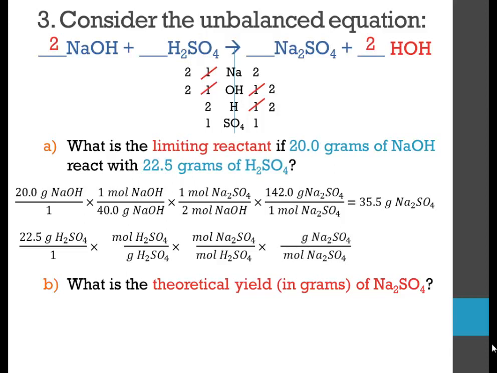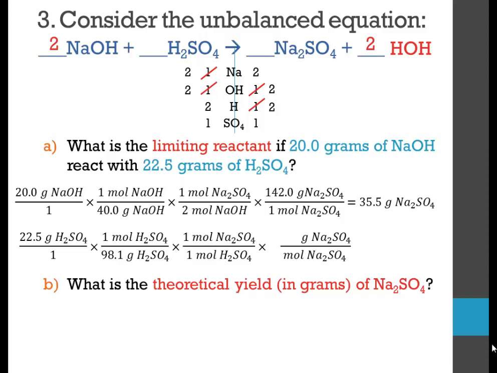So my first conversion factor is the molar mass of H2SO4. So you add up the mass for each of those elements, 2 hydrogens, 1 sulfur, and 4 oxygens, and we get a molar mass of 98.1 grams per mole for sulfuric acid. Next, I've got mole on top of mole. So that is a mole ratio, which comes from the balanced equation. So there is 1 mole of sodium sulfate for every 1 mole of sulfuric acid.